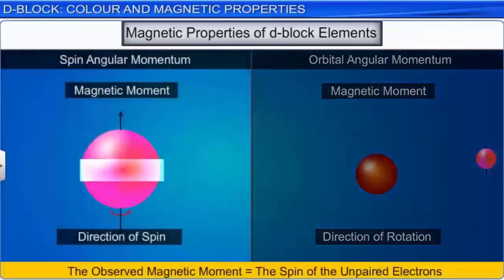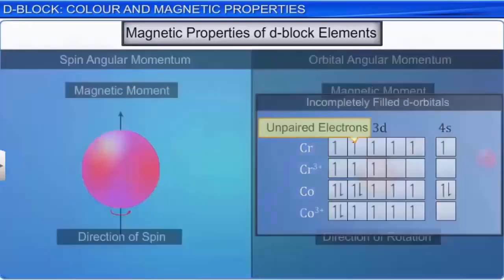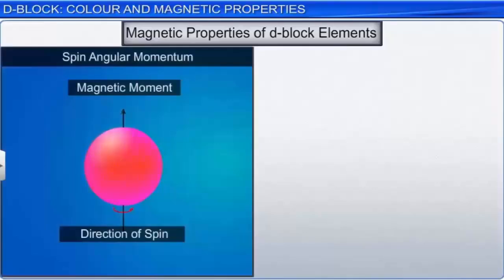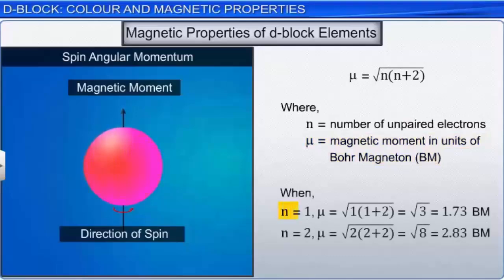Mu is equal to square root of n multiplied by n plus 2. Here, n is the number of unpaired electrons and mu is the magnetic moment. When n is equal to 1, the magnetic moment is equal to 1.73 Bohr magnetons, and when n is equal to 2, we get 2.83. In case of iron, cobalt and nickel, the unpaired electron spins are much pronounced. As a result, these elements are much more paramagnetic than the rest of the elements.